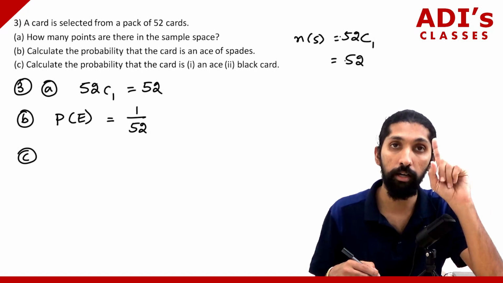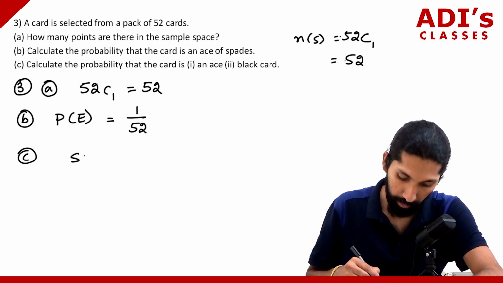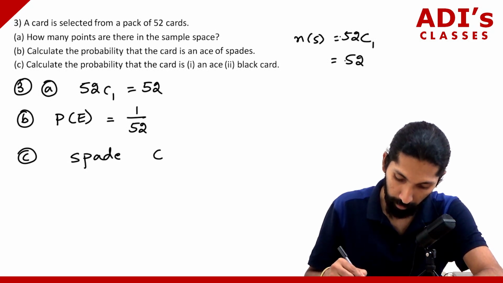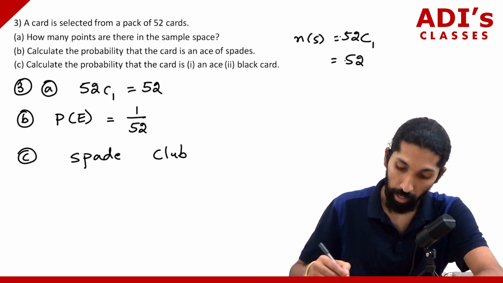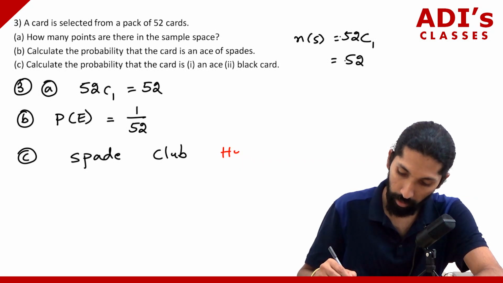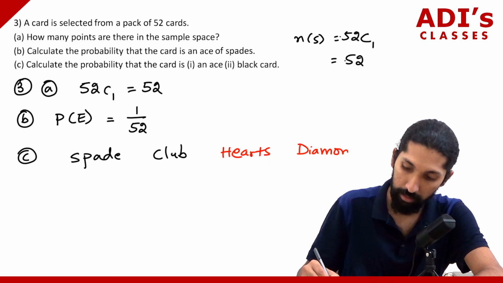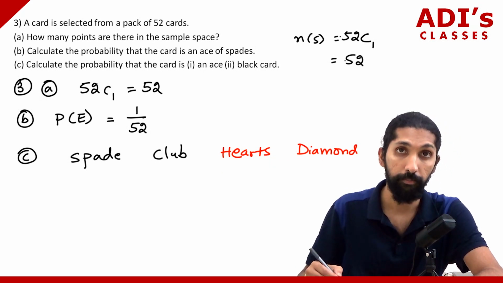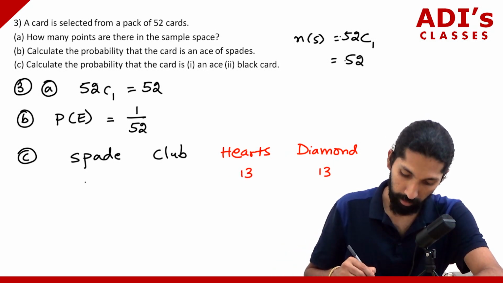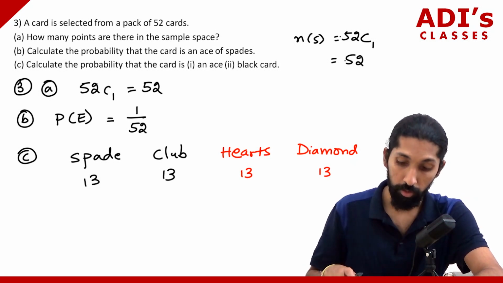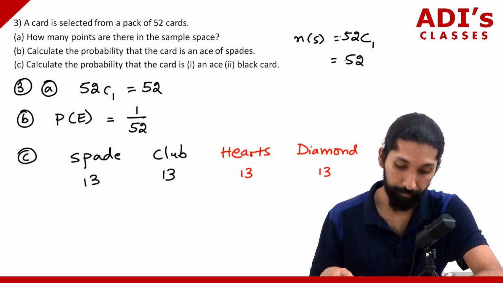So the 4 suits are: the first one is a spade and we have club. These two are black colored cards, and the other two are hearts and diamond, or you can say dice. These are red cards. Now this has 13, this has 13. Likewise, this has 13 and this has 13. So in total, you have 52 cards. So this is basically one pack of cards.